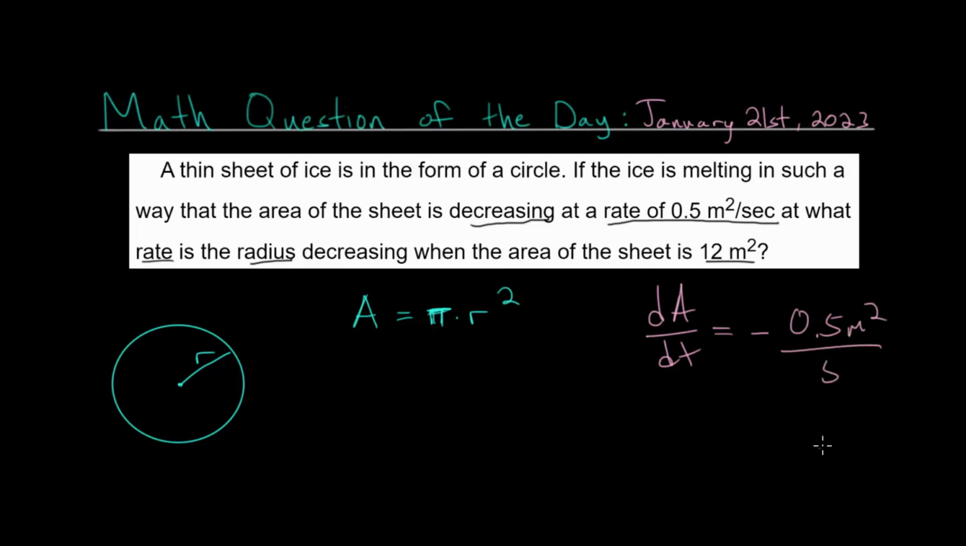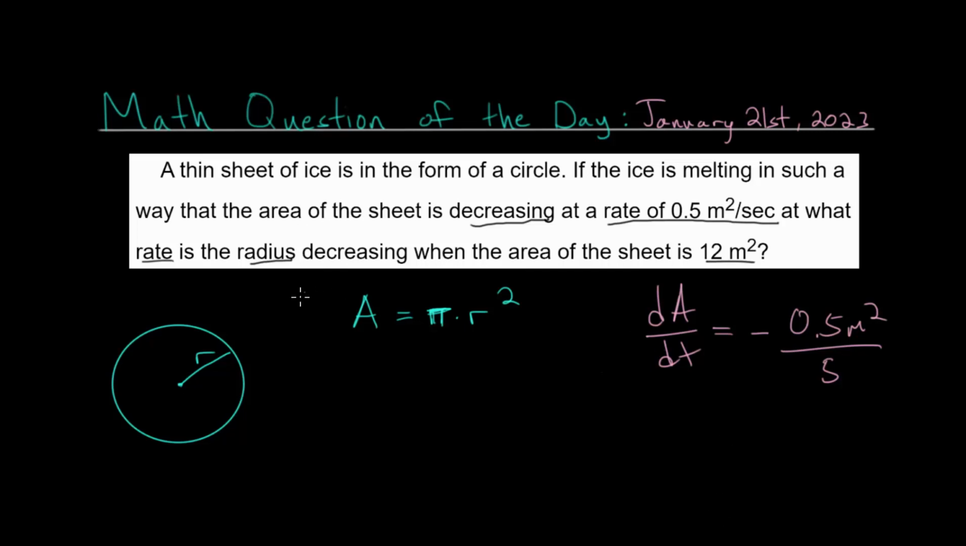And notice that the units match up. We have square meters for area, and we have seconds for time. And we need to know, when the sheet has an area of 12 square meters, how quickly is the radius decreasing, or what is the rate that the radius is decreasing.